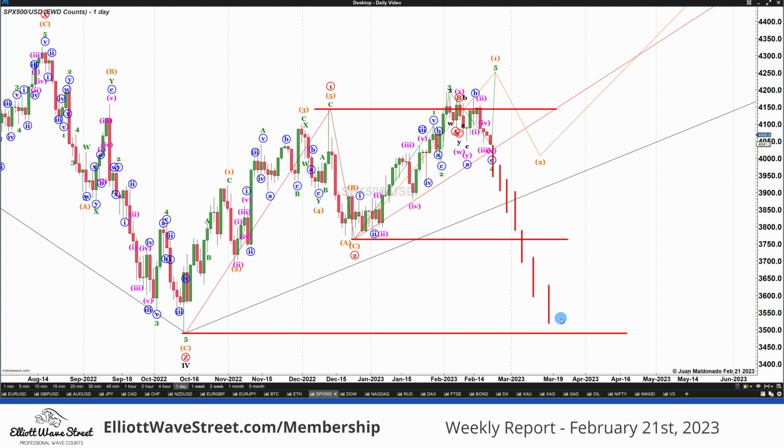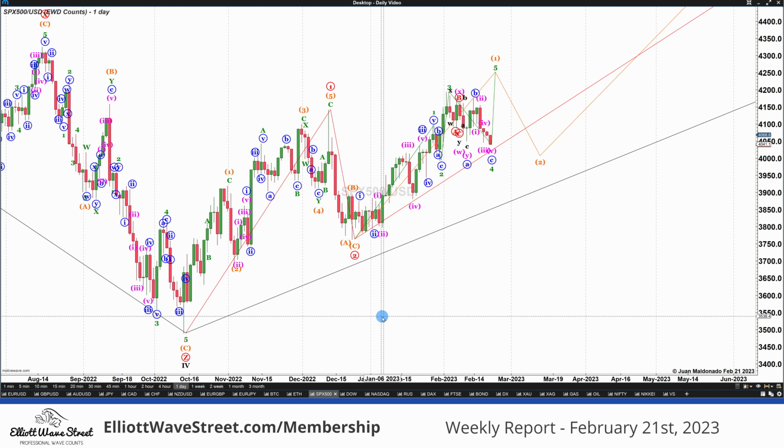In the longer term, that would be fantastic if we have the S&P here. And if we have some sort of rejection at this area, that would be just beautiful to start following the move up after that, right? So let's get ready, because it seems that the S&P is starting something extremely bearish.